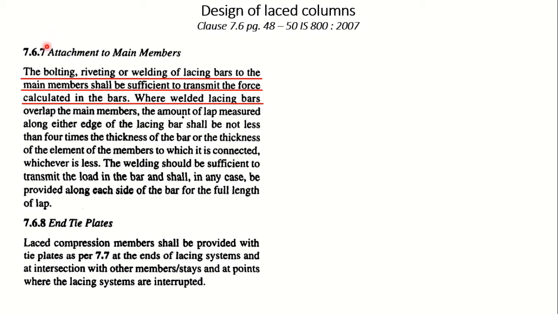Okay, further in addition, this is about the attachment of the lacing system to the main member. When you are attaching the lacing system to the main member, you need to design the connection to transmit the force equal to the one calculated in the lacing system. Okay, that is, we have calculated the transverse force over there. So the bolting, riveting or welding of lacing bars to the main member shall be sufficient to transmit the force calculated in the bars. That transmitted force is nothing but the axial force within the lacing bars, which we have calculated by considering the transverse shear. So you need to design the bolts, rivets or welds for that force. End tie plates, we'll see all these things when we take up the problem in detail. We have to design the end tie plates at the two ends, top and bottom of the column.